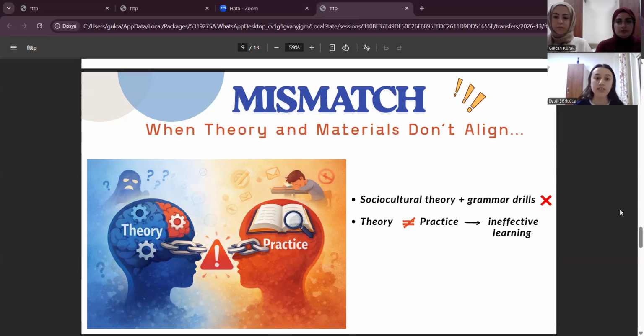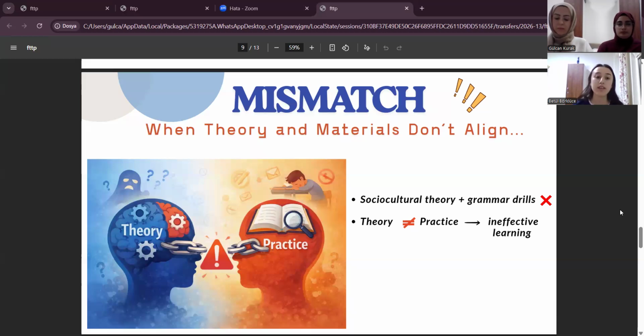For example, as we said, sociocultural theory says that learning happens with social interaction, collaboration, and meaningful communication, right? But if teachers use only grammar drills or repetitive activities, this creates a mismatch. Of course, grammar is important, but based on sociocultural theory, this creates a mismatch because grammar drills focus on memorization and individual work, but sociocultural theory says the opposite.